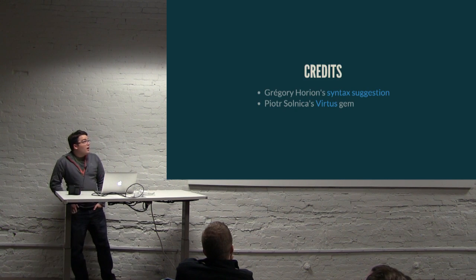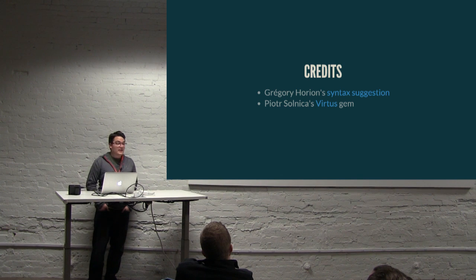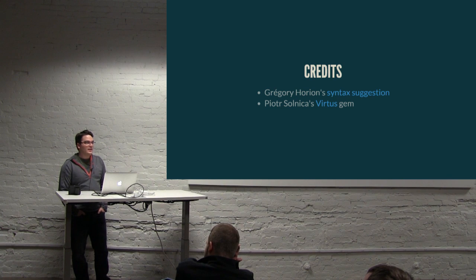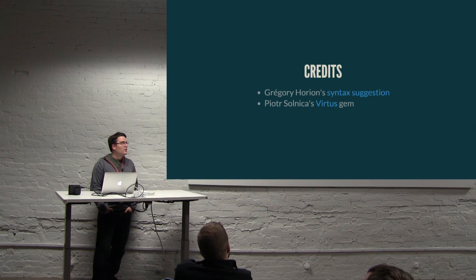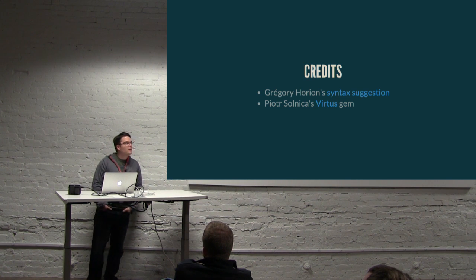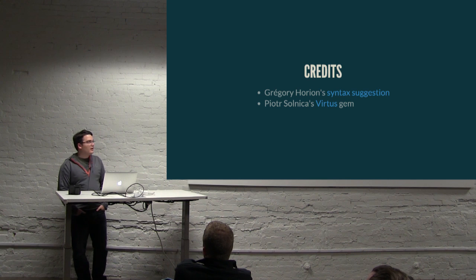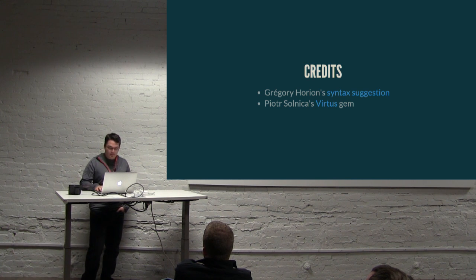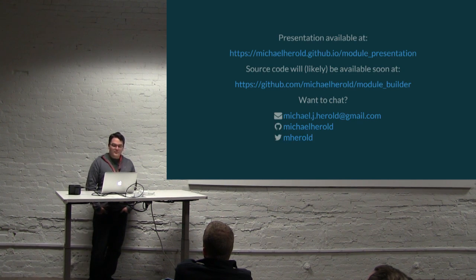So, credit to Gregory's little syntax suggestion, which sent me down this rabbit hole of how the heck do I include something .new. And I actually got the idea of how to do this from Peter Solnica's Virtus gem, which, if you've never used it before, is awesome for adding attributes to any plain old Ruby object. He does a lot of metaprogramming in there that is really interesting to look at, so I recommend checking that out.